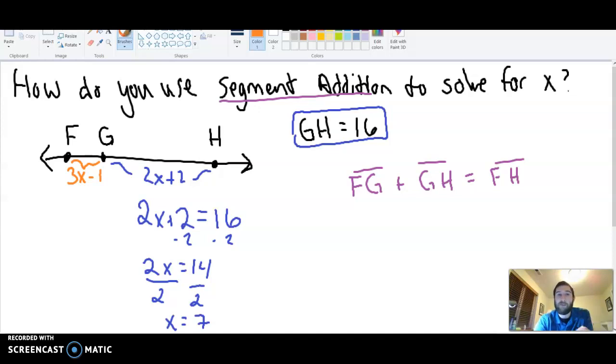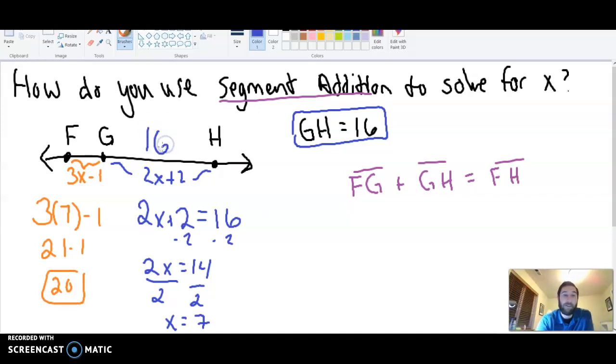So let's apply it in for FG. FG is 3x minus 1, which means we're looking at 3 times 7 minus 1, which is 21 minus 1. So FG is a distance of 20. Now keep in mind, GH is not 7. X was 7. So GH, what we were given, is 16. FG, what we just solved, is 20. That's what we're plugging into our problem here.